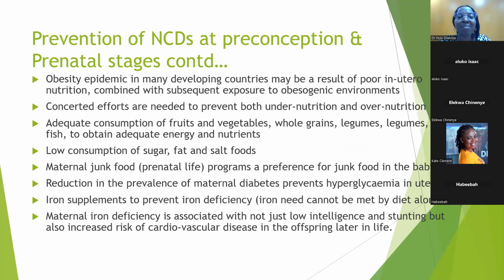Okay, so having introduced the topic, how can we prevent non-communicable diseases at preconception and prenatal stages? I hope you know the difference. Preconception is before getting pregnant. Prenatal is pregnancy. What can we do? So we've explained that the obesity epidemic and other non-communicable diseases may be as a result of poor in utero nutrition combined with subsequent exposure. I've not explained that aspect, but I've explained the first part.